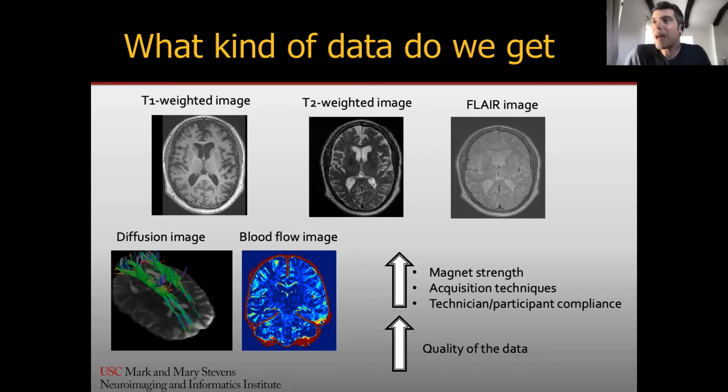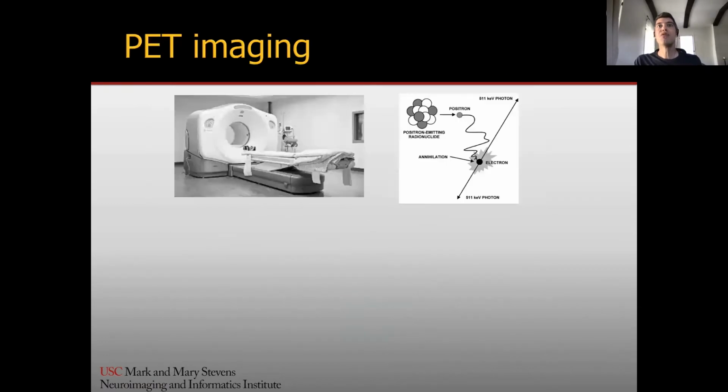And as a rule of thumb for us, the higher the magnetic strength, the better the acquisition techniques, and more importantly, the better the technician and the participant compliance, the higher the quality of the data for us to obtain and subsequently analyze. And that's just for MRI.